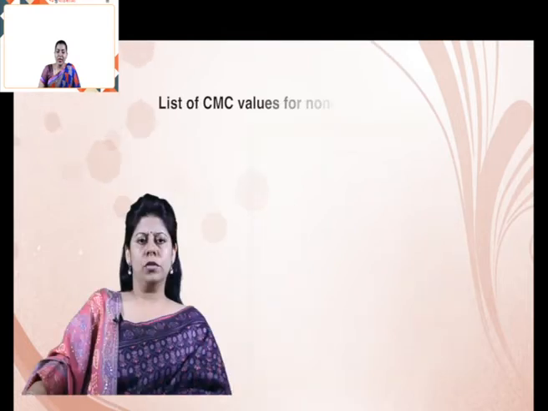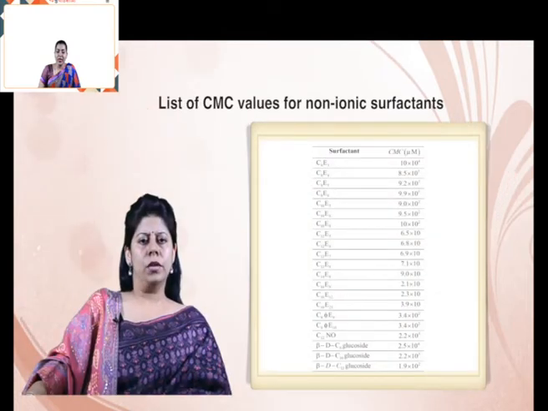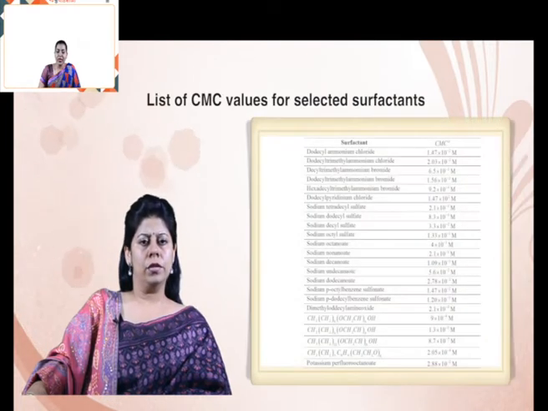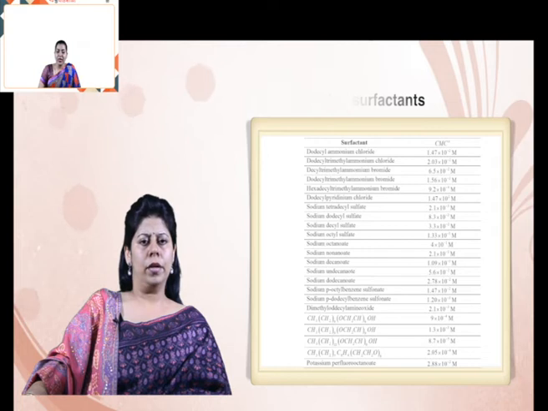Second point, non-ionic surfactants generally have much lower CMC values and higher aggregation numbers than their ionic counterparts with similar hydrocarbon chains. You can see from table 2 the CMC values of non-ionic surfactants are given in micromolar, whereas for ionic surfactants the molar concentrations are reported in table 1.